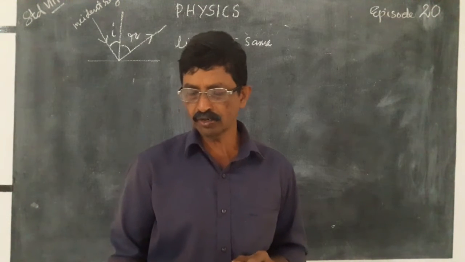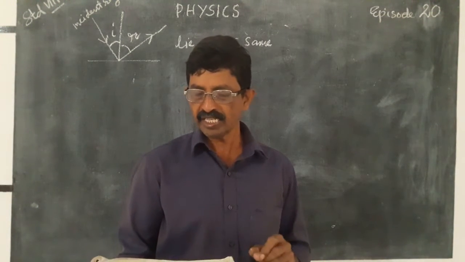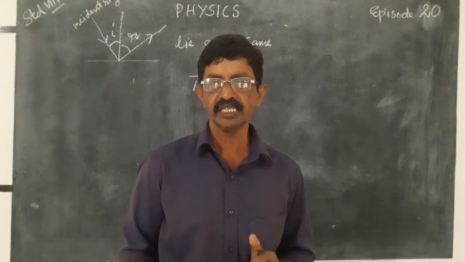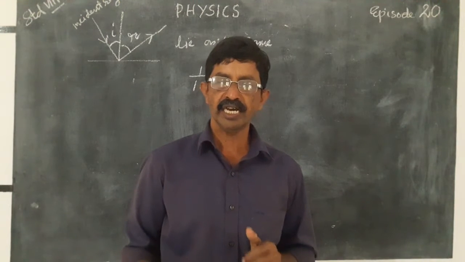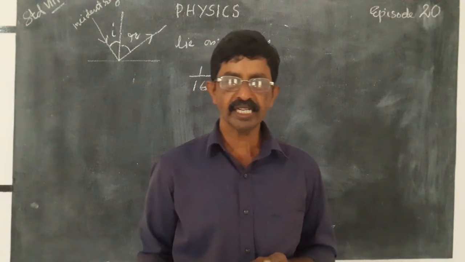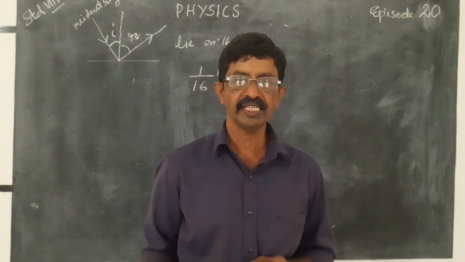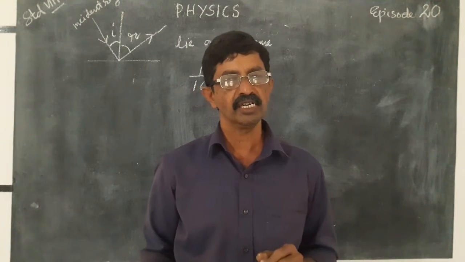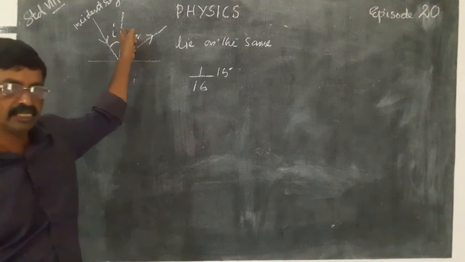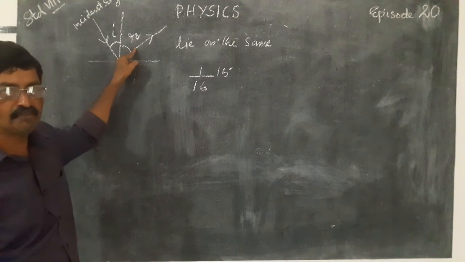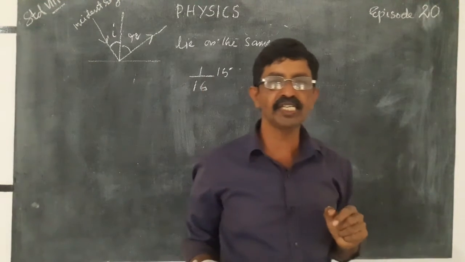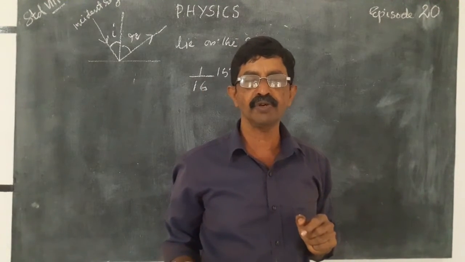Now, question number four: state the laws of reflection that we already discussed in the beginning. What do the laws of reflection say? The incident ray, reflected ray, and normal lie on the same plane. Second, the angle of incidence is equal to the angle of reflection.